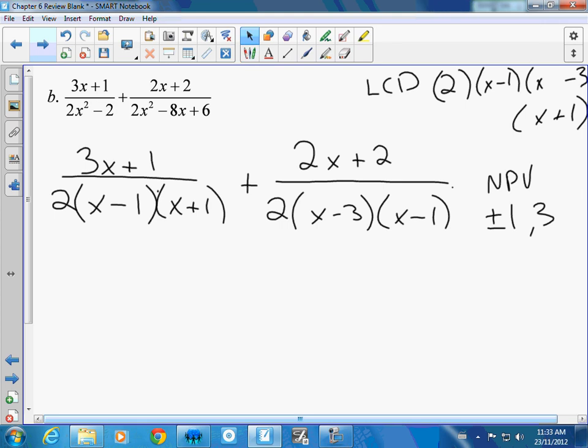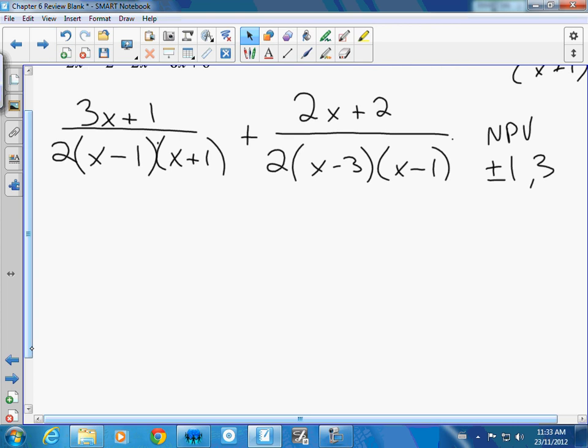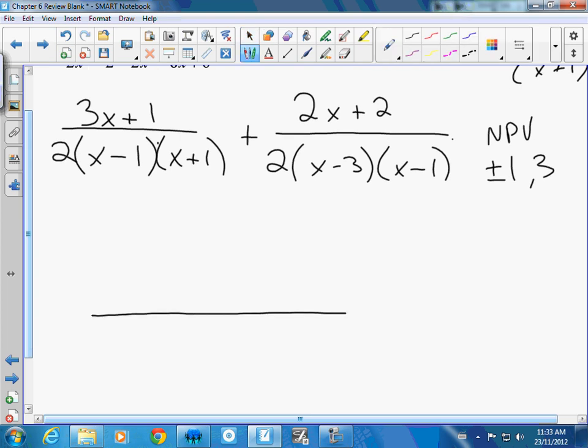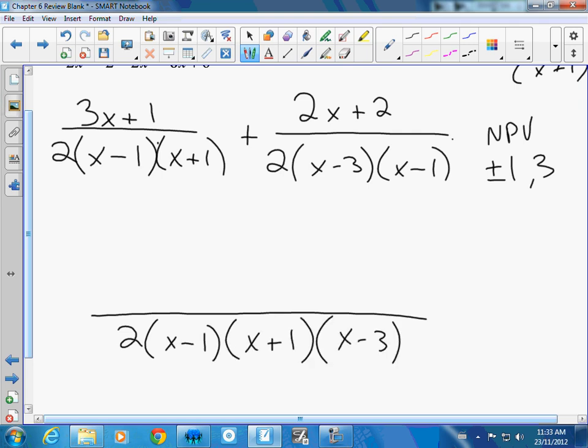Okay, so what we're going to do is we're trying to put these two rationals over top of this whole LCD. Okay? So let's draw that out. It's a big LCD, right? So it's 2, what did we say it was? x minus 1, x plus 1, x minus 3. Okay, so there's our LCD.